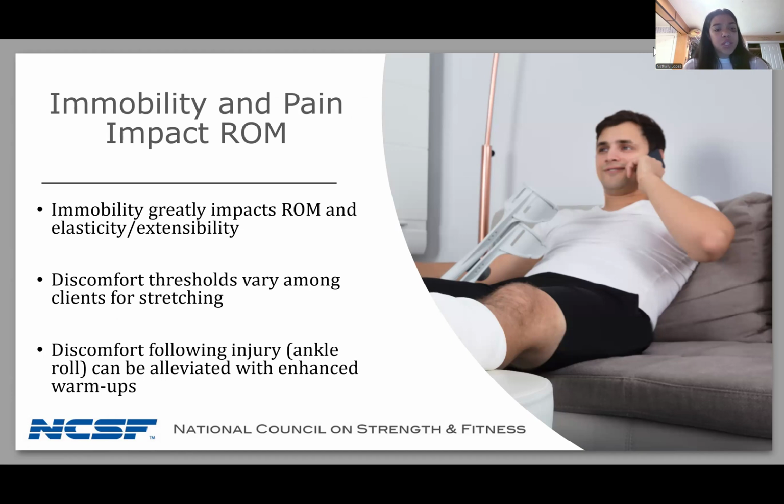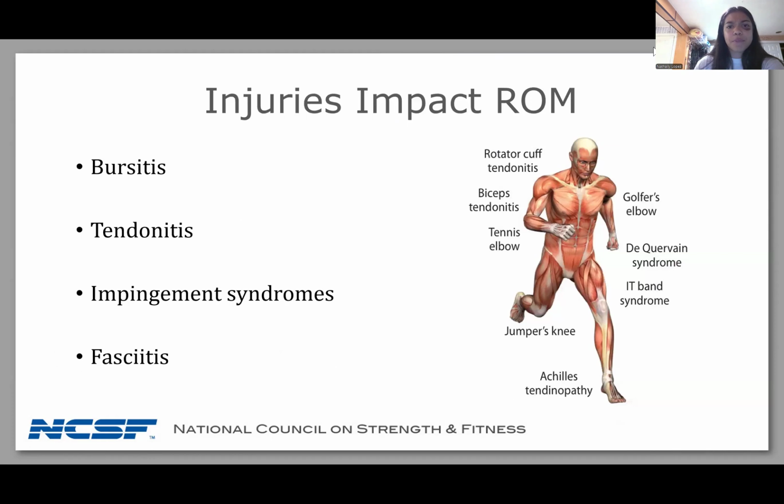Discomfort following injury, like an ankle roll, can be alleviated with enhanced warm-ups. This also goes for any type of injury that includes any type of tendons or ligaments. The better the warm-up, the better it is to get through that activity. So injuries impact range of motion.